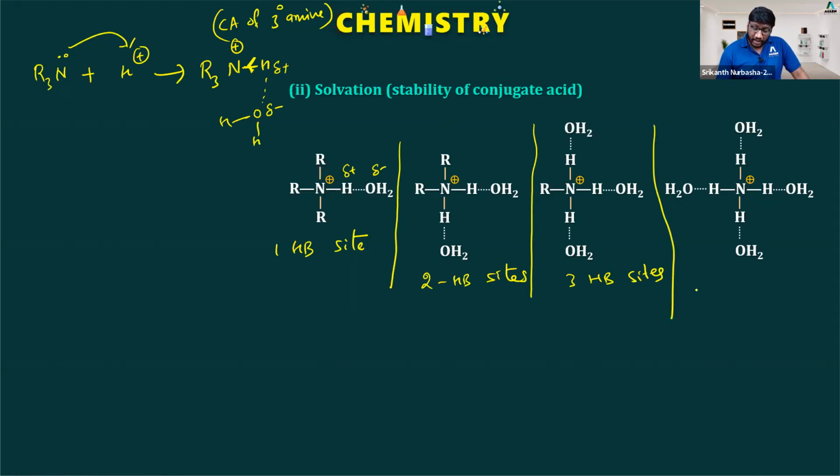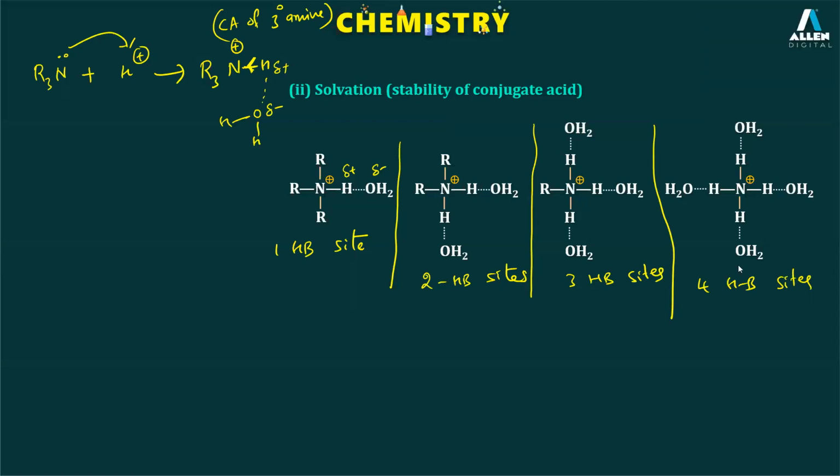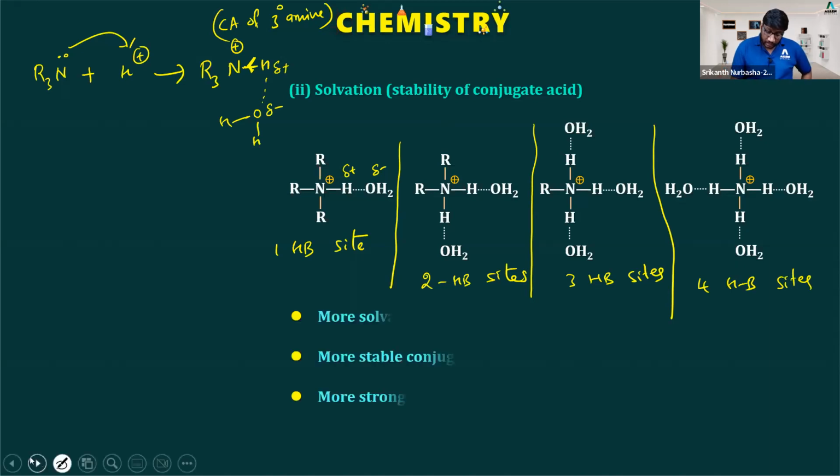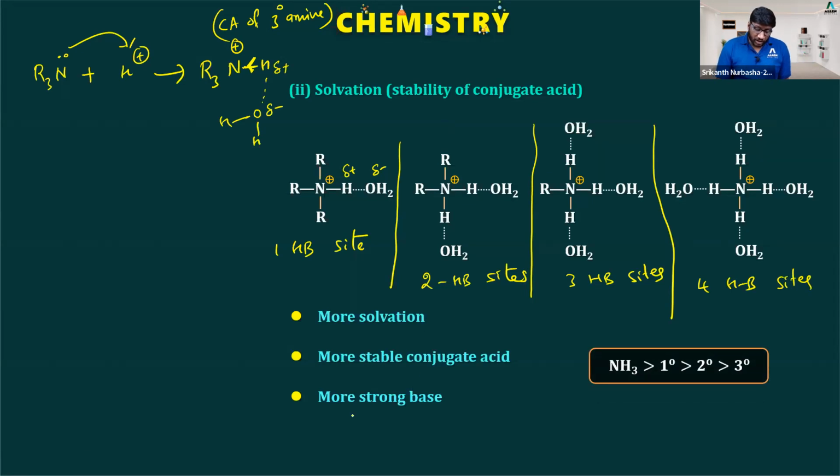So look at the stability of the conjugate acid. Which conjugate acid will be more stable? The one which has more hydrogen bonding sites. Ammonia. So according to the concept of solvation, what should be the order? Ammonia should be most basic, then primary amine, then secondary, then tertiary. So more solvation, more stable conjugate acid, stronger base. This is the order based on solvation alone.